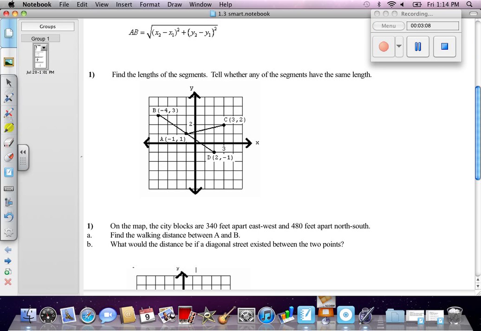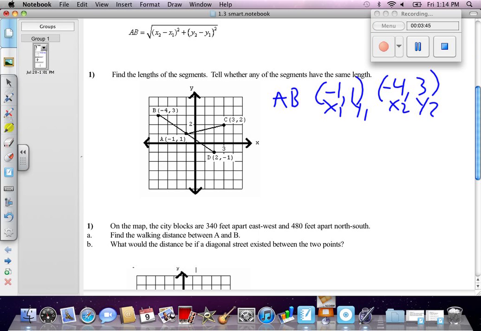All right. Find the lengths of the segments and tell whether any of the segments have the same length. So there's going to be a lot of writing and a lot of calculating here. We're going to use the distance formula to find the distance of these 3 lines. First, we're going to find the distance between A and B. A is negative 1, 1, and B is negative 4, 3. This is x1, y1, x2, y2.